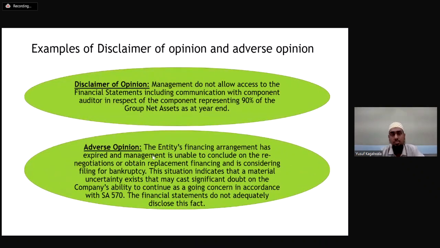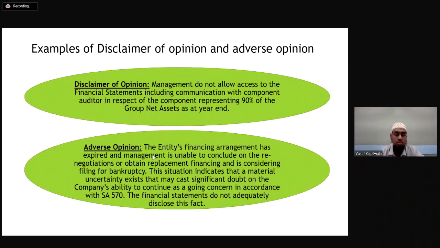Now, the disclaimer of opinion and adverse opinion. Disclaimer of opinion and adverse opinion normally do not come with one single point. There are very rare cases where a single point will lead to a disclaimer or adverse opinion, because there may be a scenario where the management is unable to provide sufficient appropriate audit evidence for so many areas which might be material to the company, and accordingly we conclude that there will be a disclaimer of opinion.